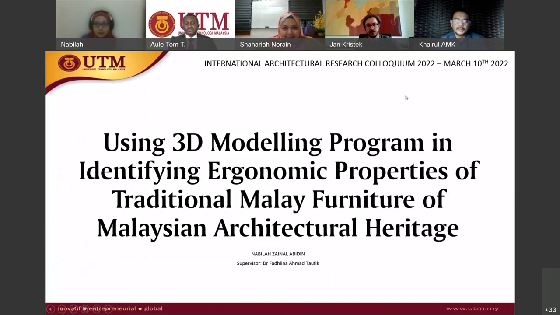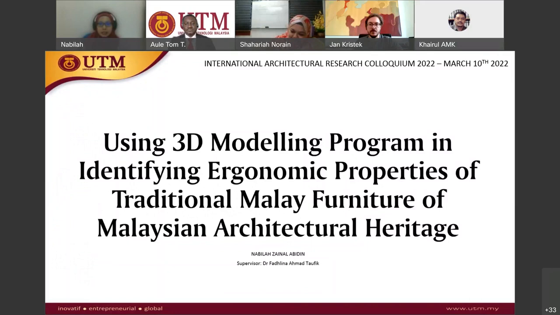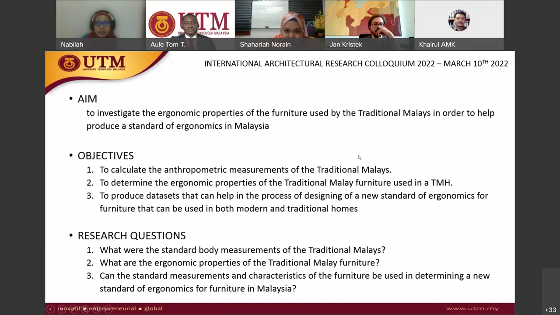Yes, perfect. Okay, so my name is Nabilah, and this is my title: Using 3D Modeling Program in Identifying Ergonomic Properties of Traditional Malay Furniture of Malaysian Architectural Heritage. So basically, the aim of my research is to investigate the ergonomic properties of the furniture used by the traditional Malays in order to help produce a standard of ergonomics in Malaysia.